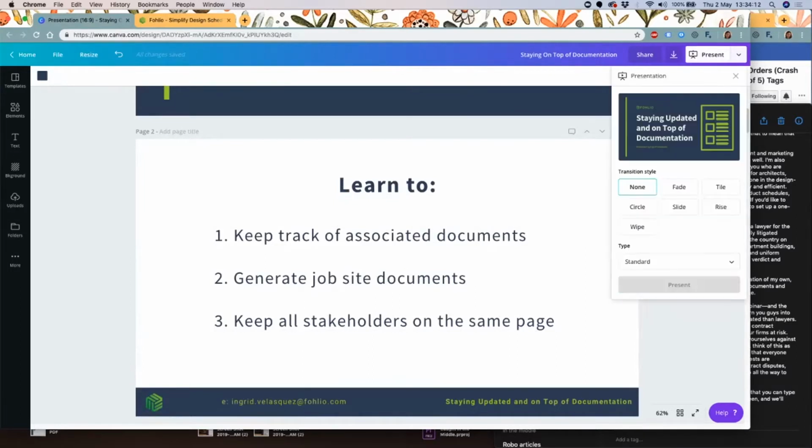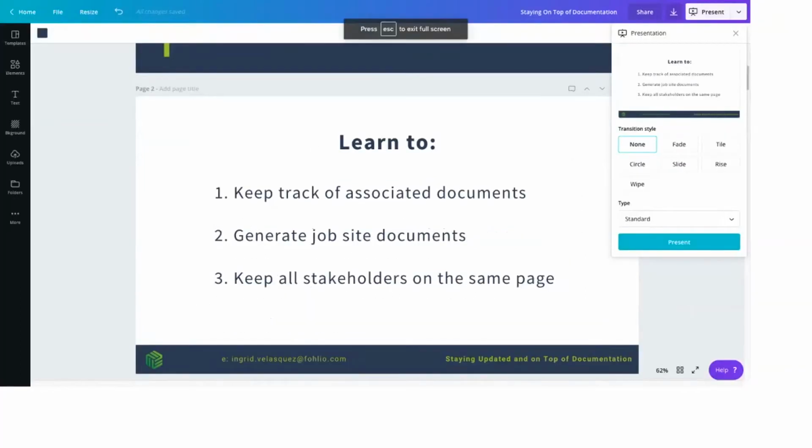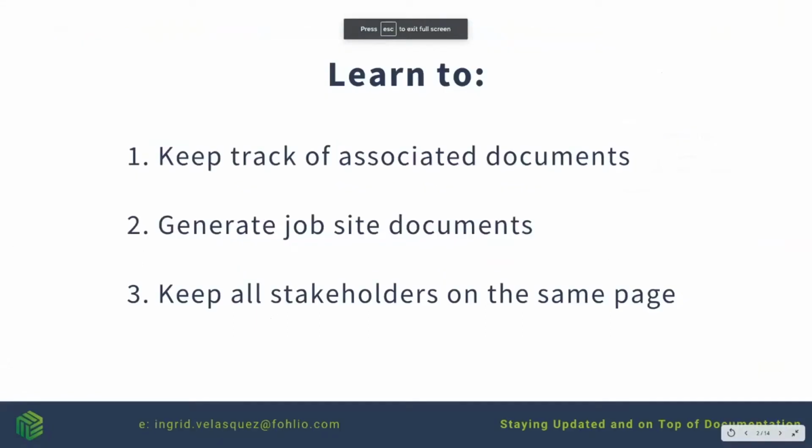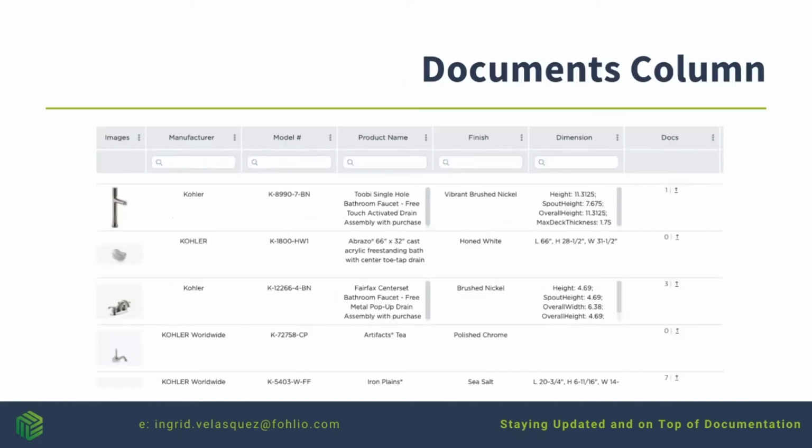So with this discussion, what we hope to achieve today is for you to learn about keeping track of associated documents, how to generate job site documents easily without it taking several hours, and how to keep all of your stakeholders on the same page. Basically, if any changes or updates happen, which they do all the time, these are techniques to make sure that everyone has the latest version of documents.